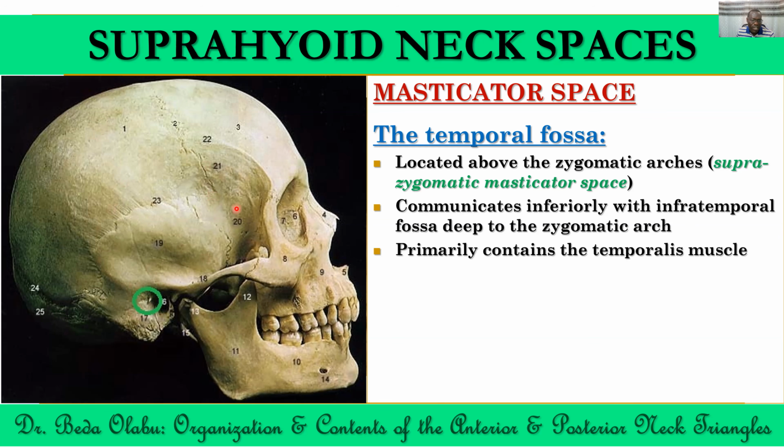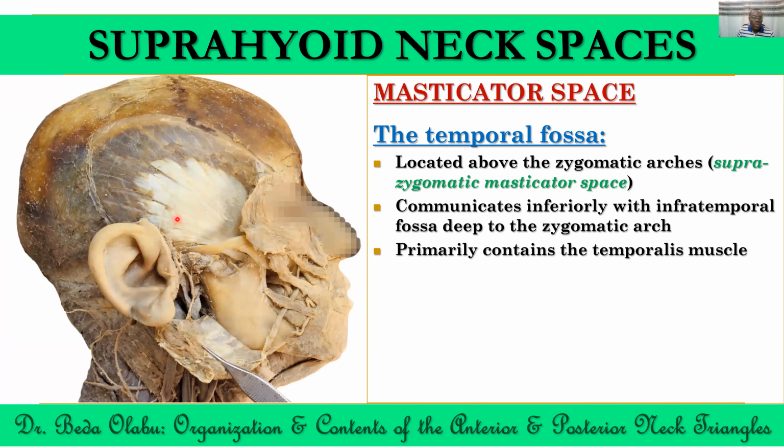This region primarily contains the temporalis muscle. The temporalis muscle is one of the muscles of mastication. It usually originates from the temporal fossa and inserts onto the coronoid process of the mandible. So its action will be to close the mouth. Mandibular elevation closes the mouth. So that's the temporalis, one of the muscles of mastication.